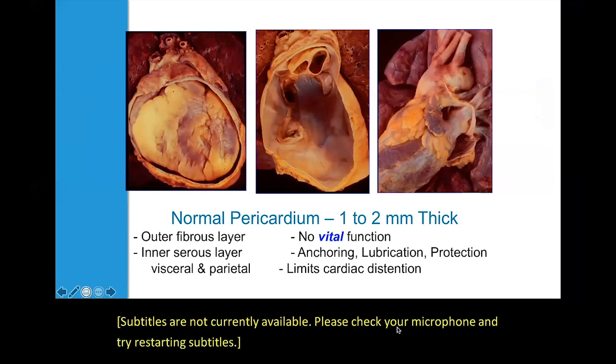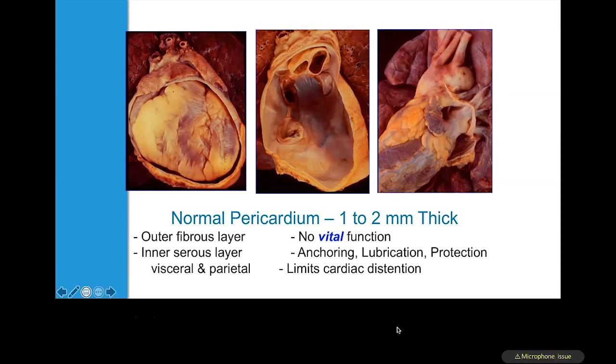It's got the outer fibrous layer and the inner serous layer, and both the visceral and the parietal pericardial layers provide support during the cardiac motion by anchoring the cardiac structures. It provides lubrication, and to some degree it has been thought that it also provides a protective function to the cardiac epicardial surface. But the most important aspect is it prevents cardiac distension, particularly during diastole.